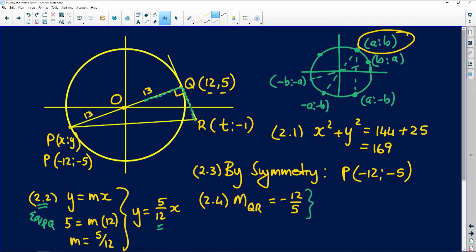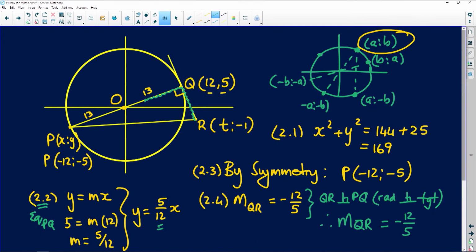We're going to say QR is perpendicular to PQ. Why is that so? The radius is perpendicular to the tangent. Therefore, the gradient of QR will be minus 12 over 5, the negative reciprocal of the gradient for PQ. Why is that so? They're perpendicular.